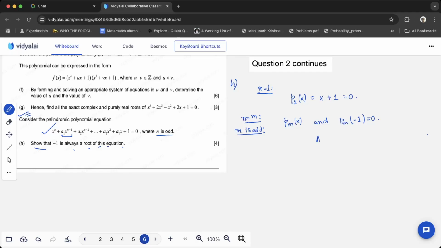So I assume this. Now can we show that for n equals m plus 2, which is the next odd number, this is true again? So p_(m+2) also has a root minus 1. So let's write p_(m+2). This is x to the m plus 2, let's say plus 1 times x to the m plus 1.